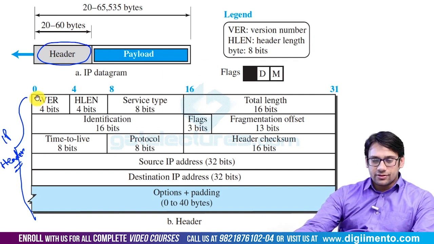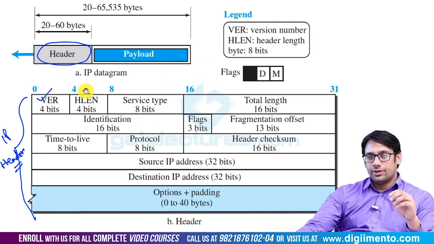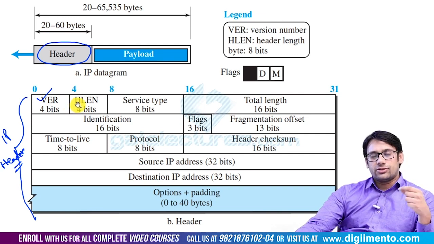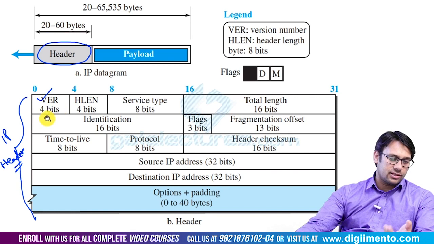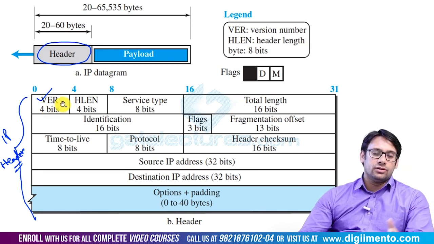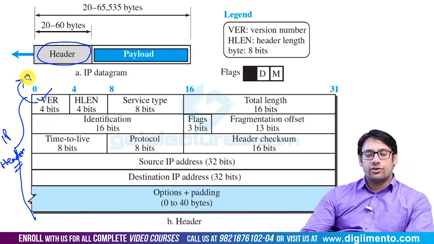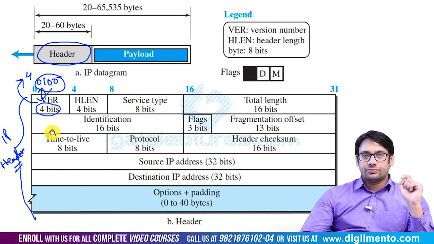For example, the very first field here is the version field. The version field denotes which version it is. Because we are studying the IPv4 header, in this version field we store the version as 4. Because it is a 4-bit field, this version field is going to store 0100, that is the version in binary.